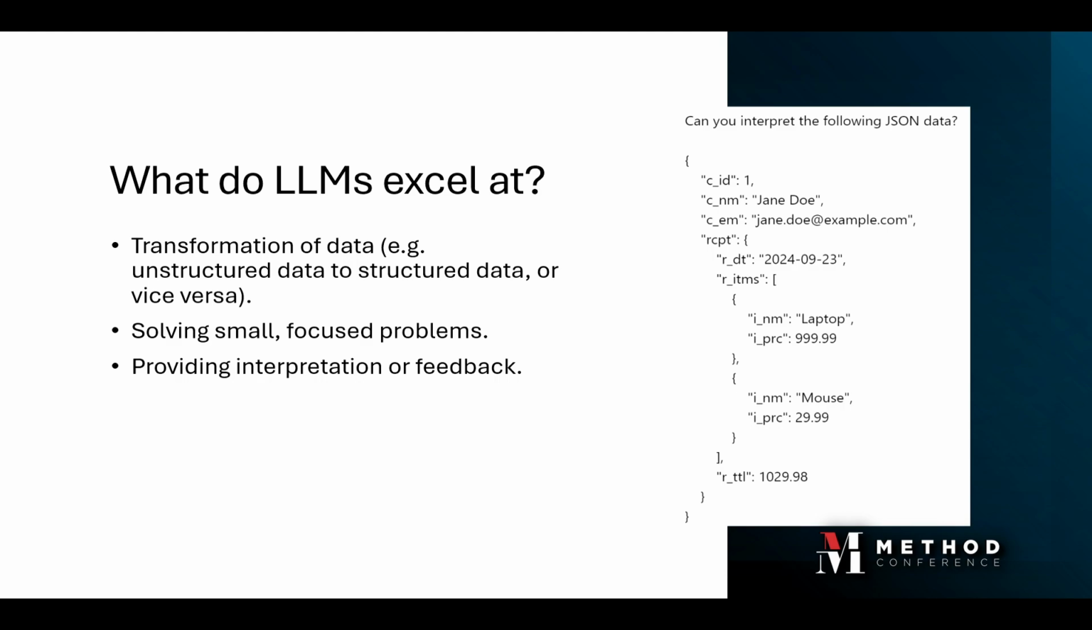I think that they're really good at transforming data. So what do I mean by unstructured and structured data? The JSON data on the left is literally just a customer receipt. But I would argue that it's structured, right? A machine could interpret that. We have proper syntax. We have key value pairs, right? That's structured. We can interpret that.